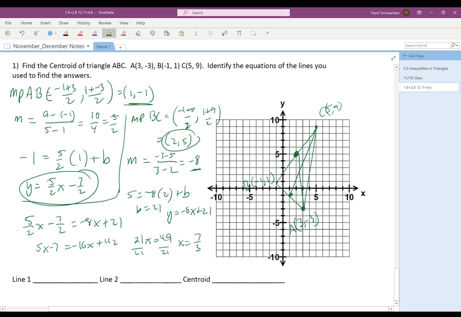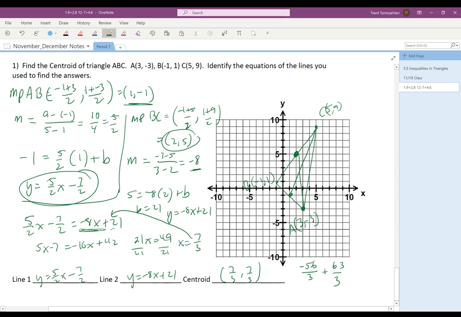To find the y coordinate, we can just substitute it back in here. And so that's going to give me -56 over 3 plus 21, which is 63 over 3, because -56 over 3 plus 21. And that also equals 7/3. And so it turns out that our centroid is (7/3, 7/3). Our two lines are y equals 5 halves x minus 7 halves, and y equals -8x plus 21. So that's one way to solve this.